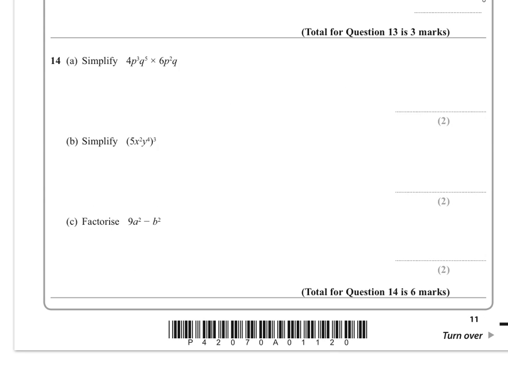Question 14. Simplify. Well, first let's think about the numbers. 4 times 6, 24. P cubed times P squared. When I'm multiplying it, add the powers. Q to the 5 times Q to the power of 1. I could have a little 1 there, adding the powers again. Q to the power of 6.